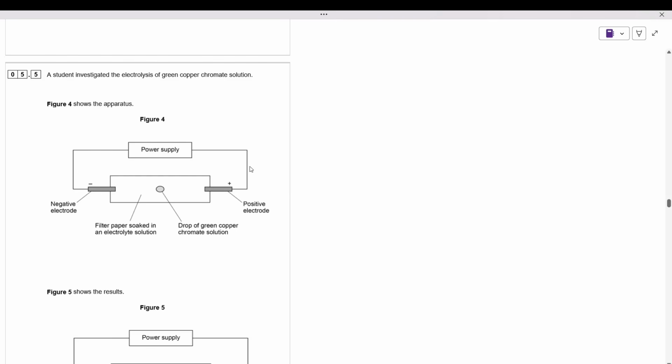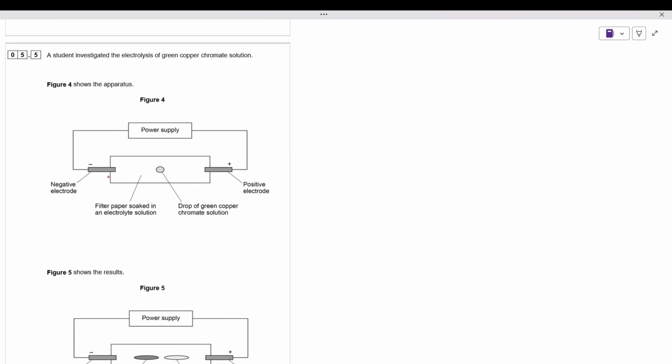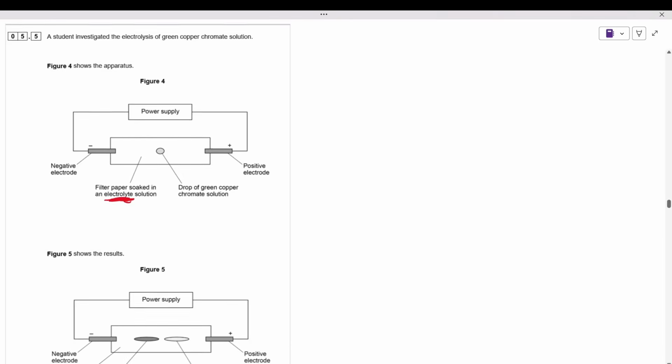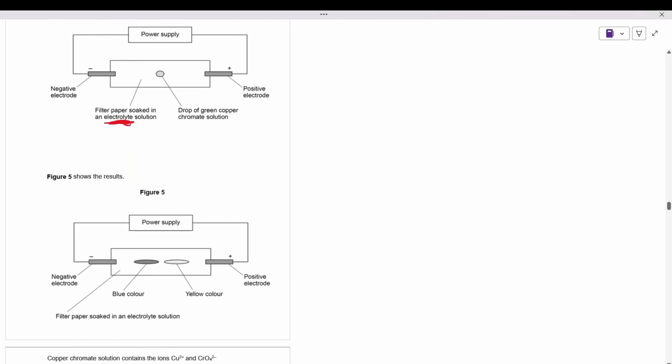5.5, a student investigated the electrolysis of green copper chromate solution. So this is the apparatus. We can see in our apparatus, we have our power supply, we have the negative rod, we have our filter paper, which is soaked in an electrolyte solution. And then we have just a drop of that green copper chromate solution. Now for the results of figure 5, it showed that the blue color is drifting to the negative electrode. But in your mind, you should be thinking it's copper chromate, which means that copper is usually blue.